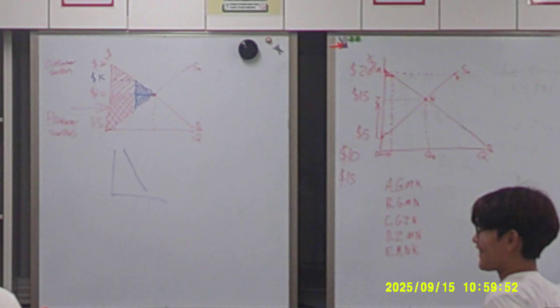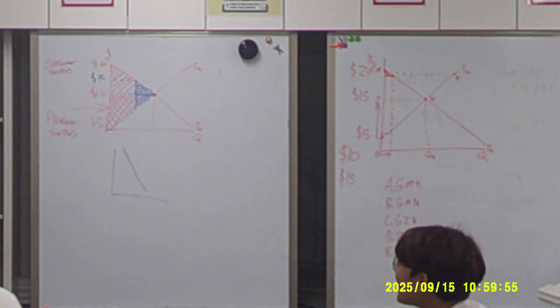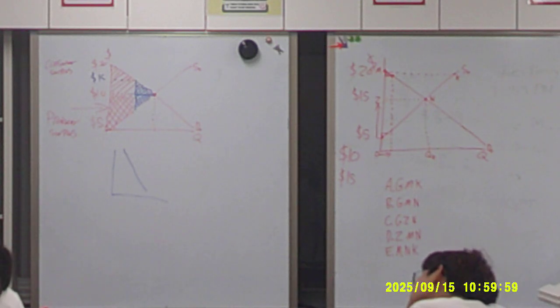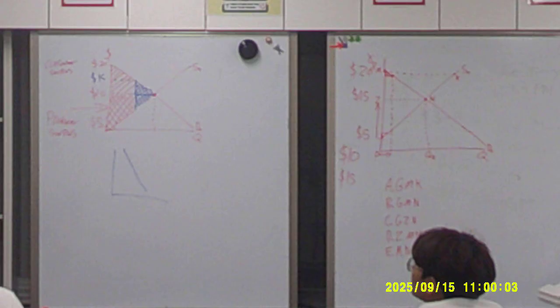But what happens? Supply shifts, right? It shifts to the left, or shifts up. Because there's no supply, what happens? It becomes more expensive. The equilibrium shifts up. You guys see that okay? Yeah.